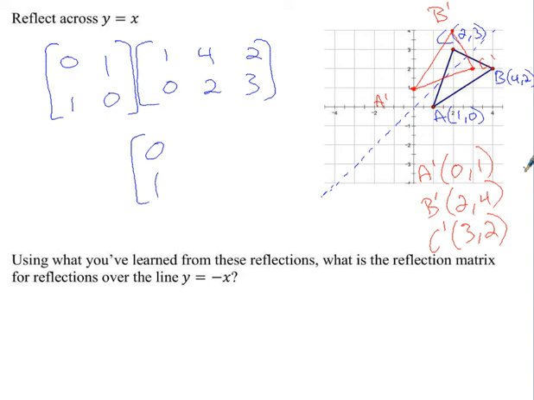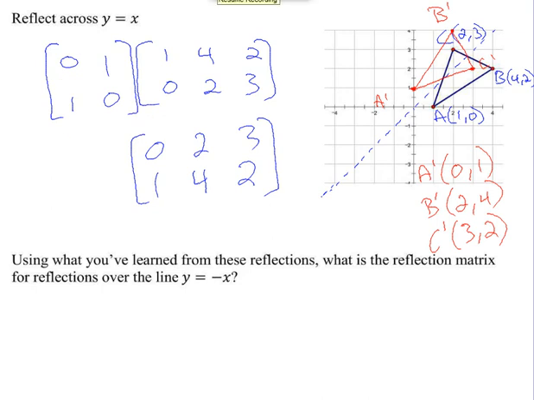Let's keep going. Second position here. 0 times 4 is 0. 1 times 2 is 2. Bottom position. 1 times 4 is 4. 0 times 2 is 0, so we get 4. It worked. And the last one, 0 times 2 is 0. 1 times 3 is 3. 1 times 2 is 2. 0 times 3 is 0, so we get 2 here. Is that the matrix we were looking for? Nice job. So this is the transformation matrix for a reflection over the line y equals x.